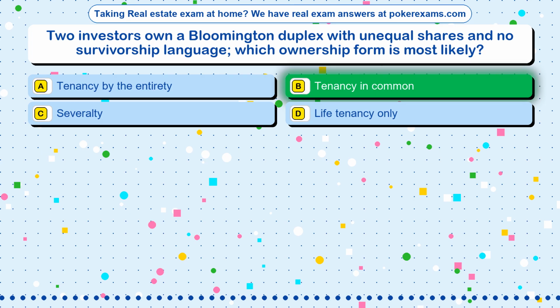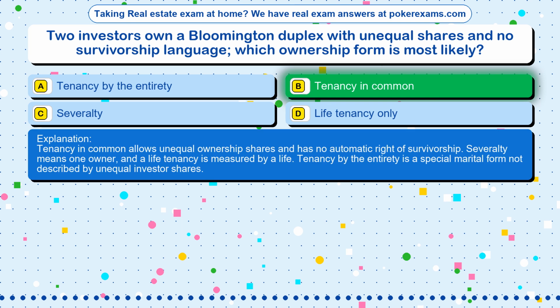The correct answer is option B. Tenancy in common. Tenancy in common allows unequal ownership shares and has no automatic right of survivorship. Severalty means one owner, and a life tenancy is measured by a life. Tenancy by the entirety is a special marital form not described by unequal investor shares.